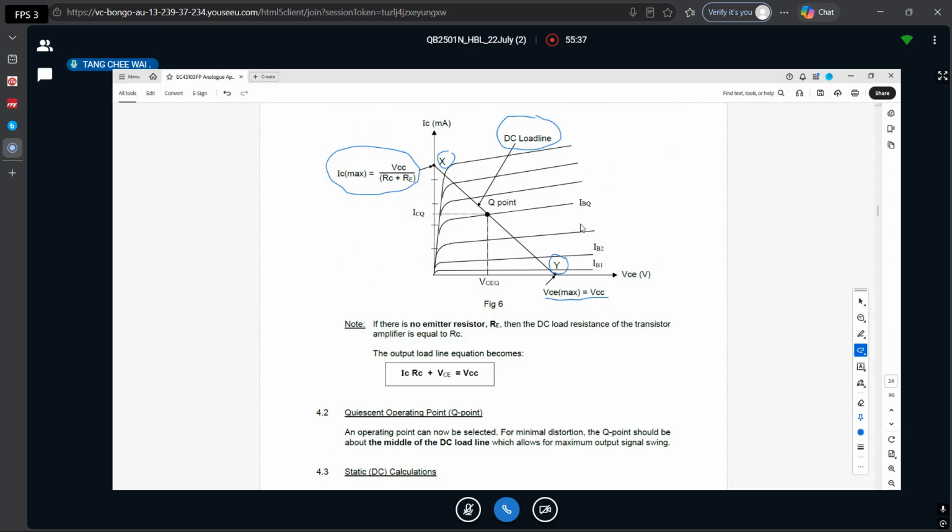Any question from anyone regarding the DC load line first? Because you really need to know how to find the 2 points first before anything, or else the rest is very tough. So up to here, I have already drawn the DC load line and shown how to get the 2 points, namely the maximum collector current at X, and VCE max equals VCC, which is point Y. You need to find these 2 points and join them before you cut across the curve to get the Q point.